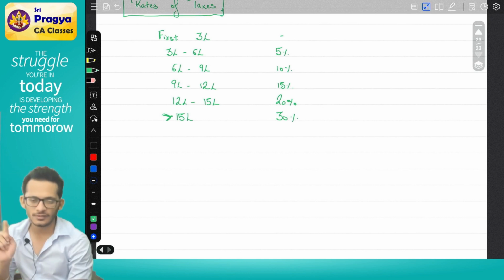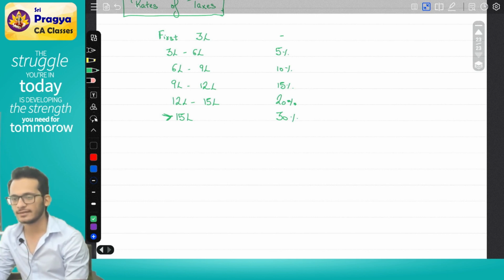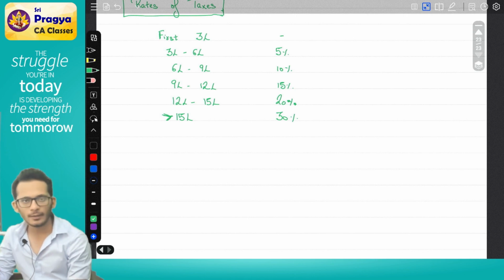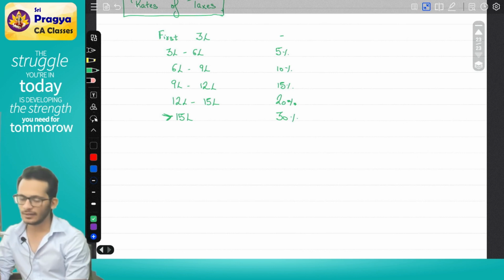This is your new slabs. What is the new slabs? For the first 3 lakhs, it is 0. 3 lakhs to 6 lakhs, 5%. 6 lakhs to 9 lakhs, 10%. 9 lakhs to 12 lakhs, 15%. 12 lakhs to 15 lakhs, 20%. Anything above 15 lakhs, 30%.